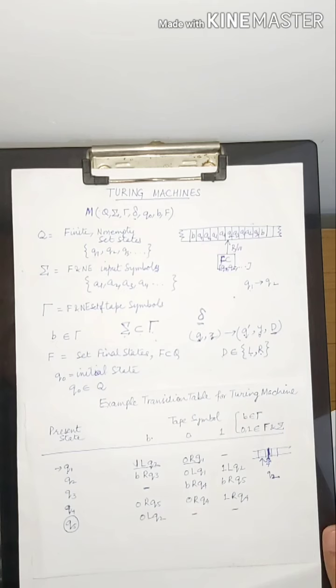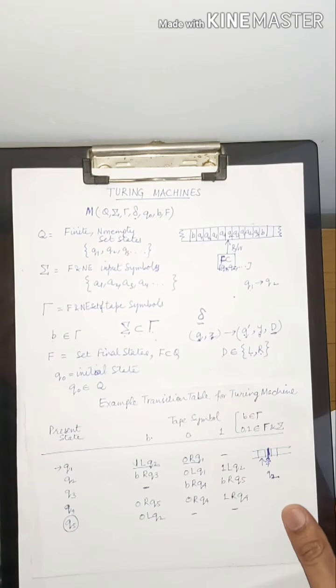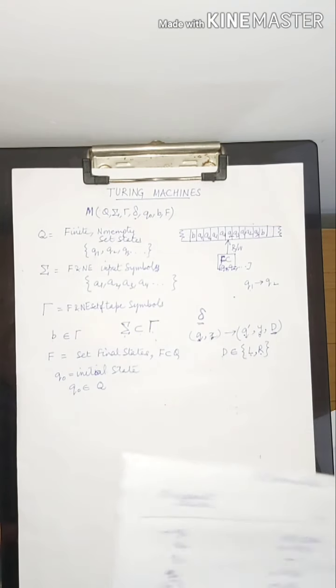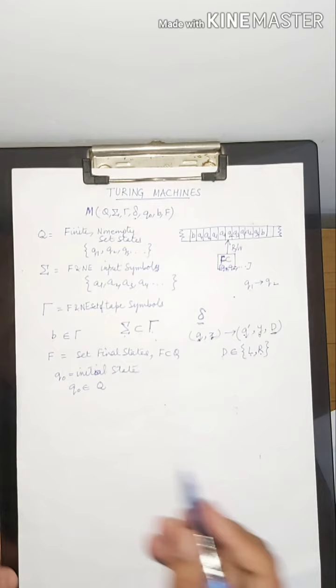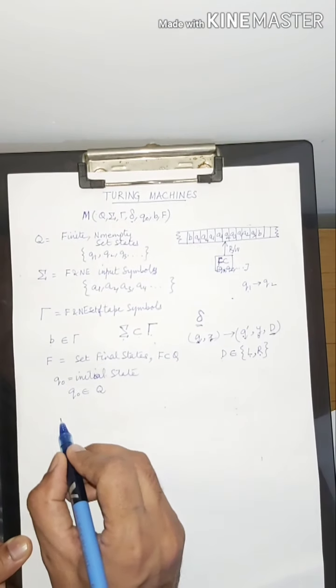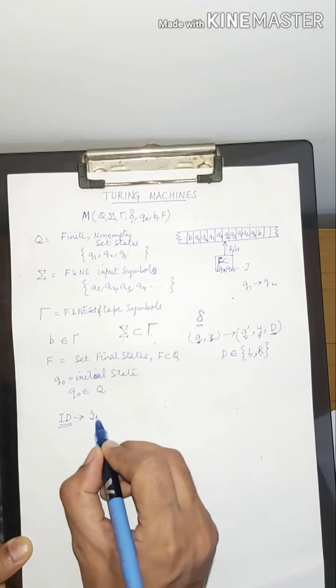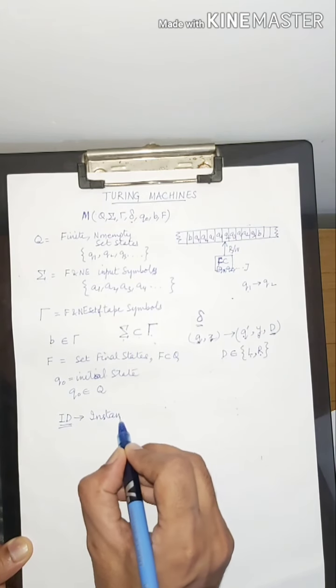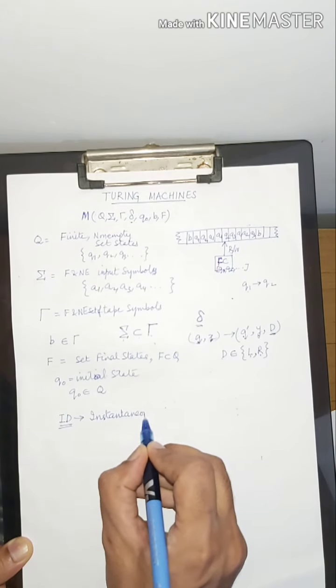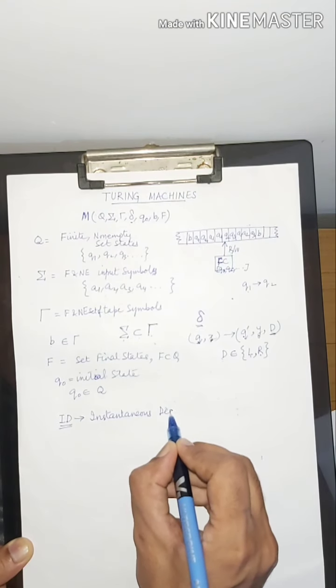Now let's see how the movements of this machine from one point to another take place. To study it, first of all, we need a technical terminology, ID. ID is instantaneous description.